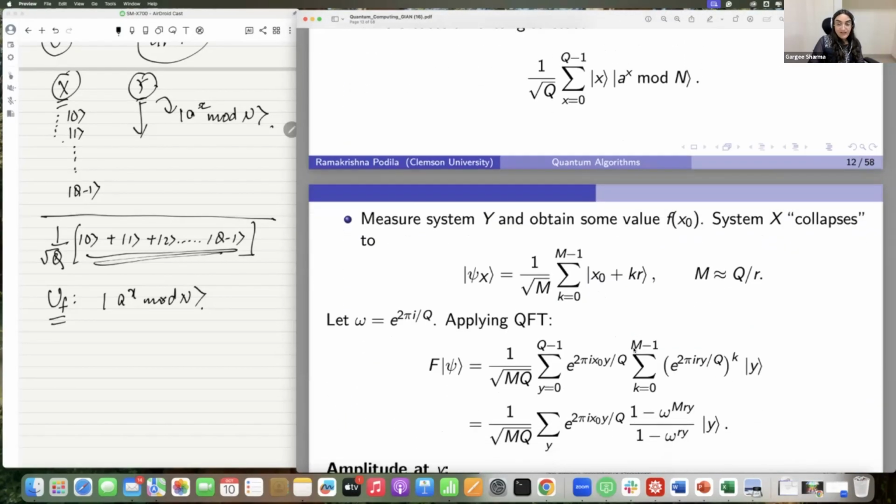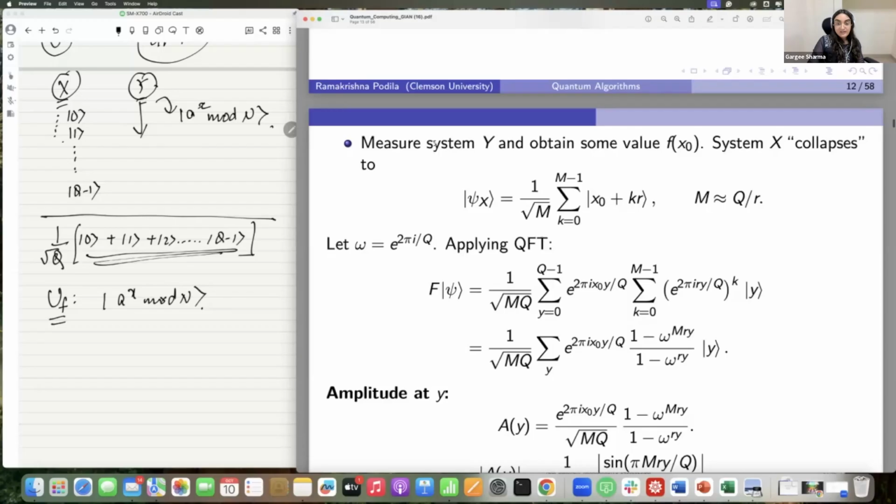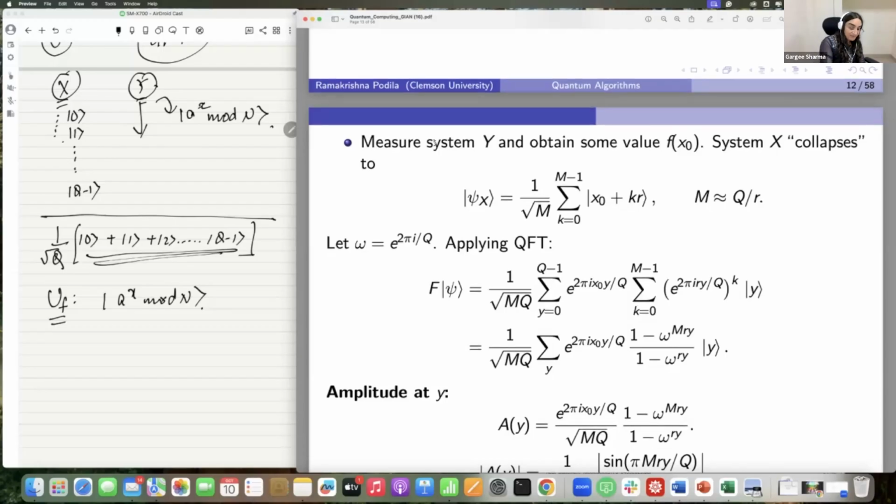Then I measure. So I now have my state x and y, where y is a to the power x mod n. Then I do a measurement on this. Let's keep in mind that it's a superposition over all x.